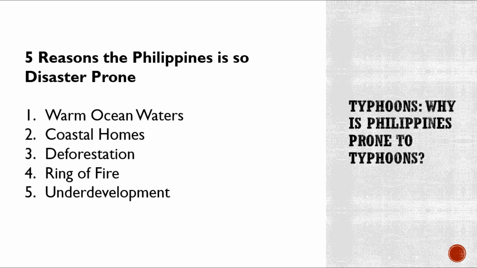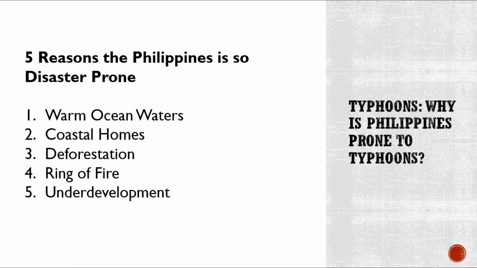This is just additional information that I found on the internet, and I decided to include it in our discussion. So here are the top 5 reasons why the Philippines is so disaster prone. First, we have warm ocean waters. As you all know, the typhoon requires warm ocean waters to thrive. Second one, we have the coastal homes. If your house is built near the ocean, most probably you will be the one to experience the horrible damage that typhoon might bring.